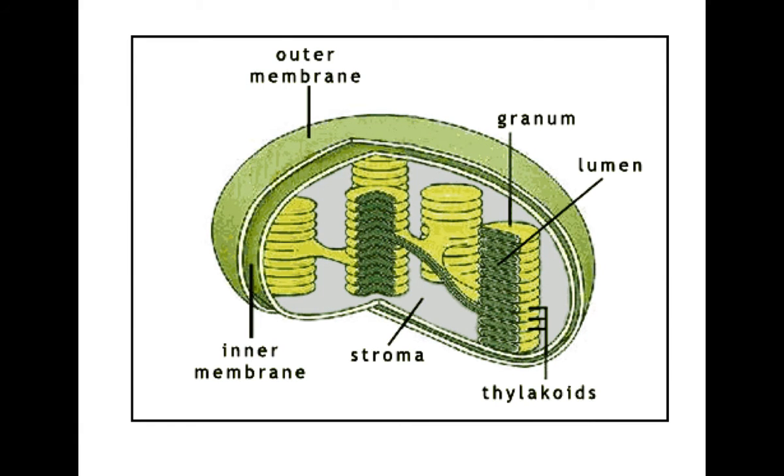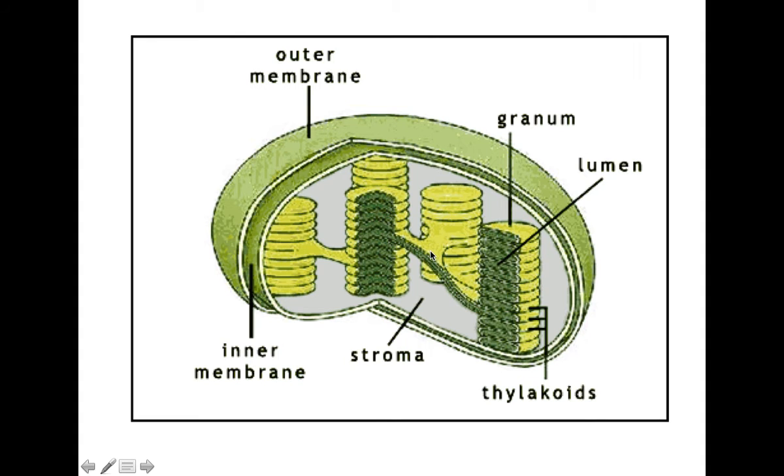So here's a picture of a chloroplast, and you can see the outer layer of the chloroplast is a double membrane, and then inside we have these stacks of flat, circular, almost disc-like thylakoids, and that is called a granum, and then the space around them is the stroma.